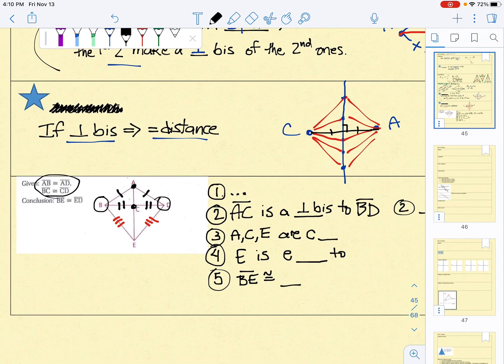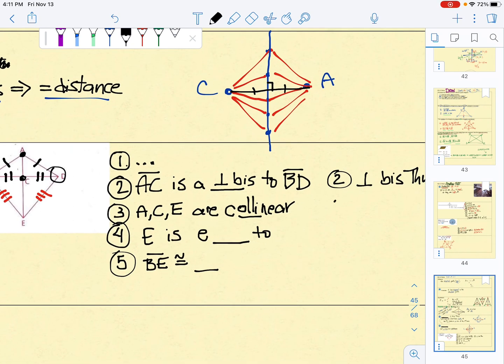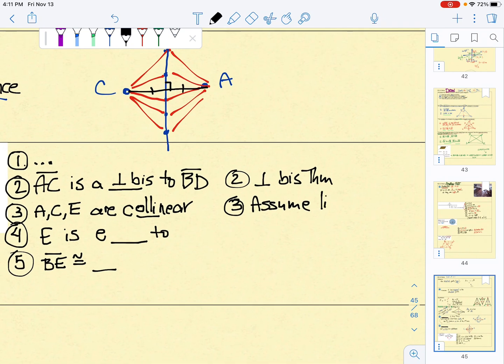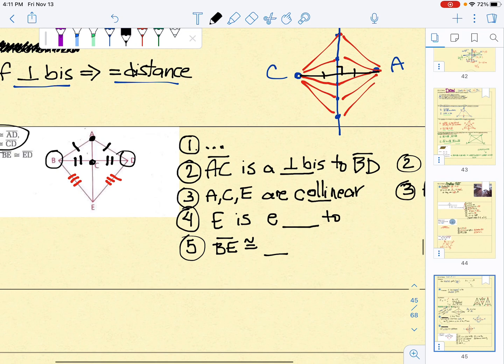Number 3. A, C, and E, they all form a line, so they are collinear. How do I know they're collinear? Because remember, we can assume linearity. Fancy word. You can assume that there is a line in that diagram and that AC is there and they're all on the line. You don't have to judge that.